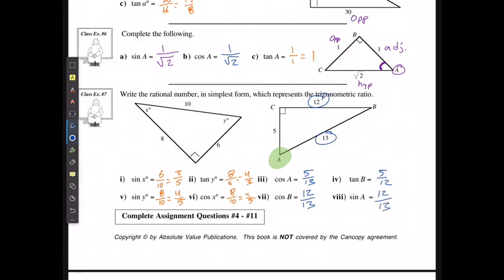All right, that is it for the trig ratios.